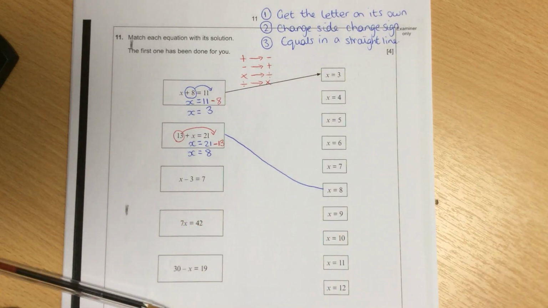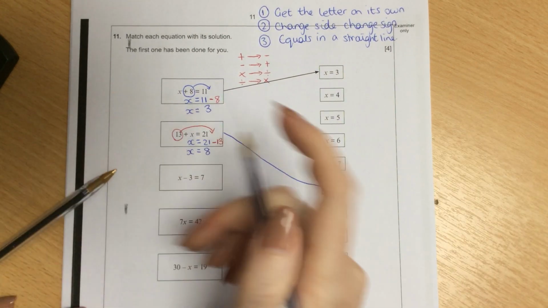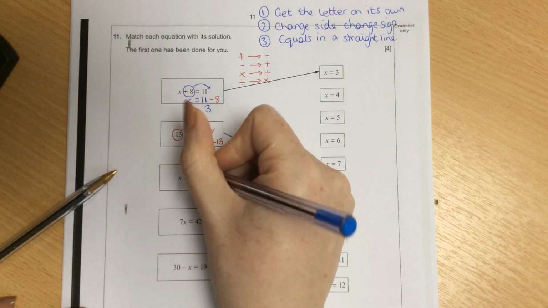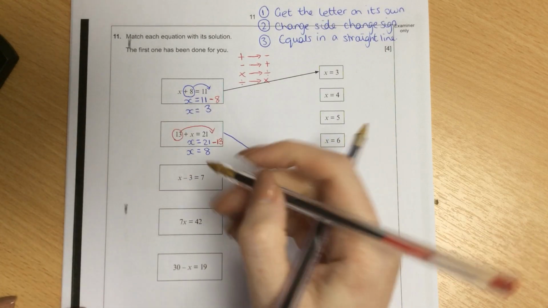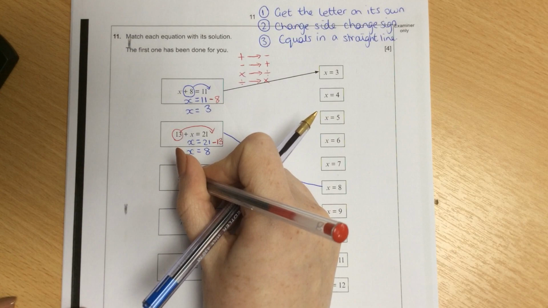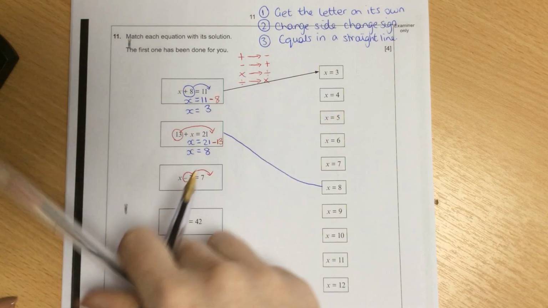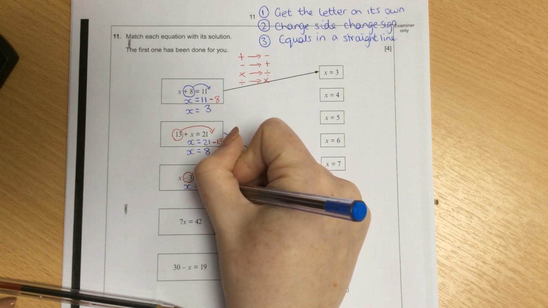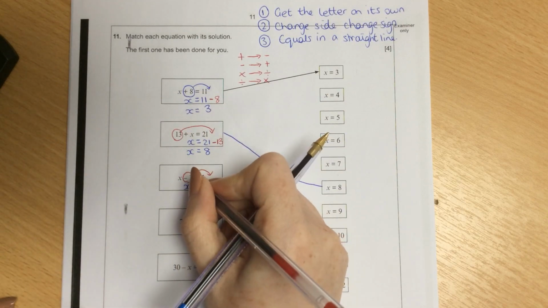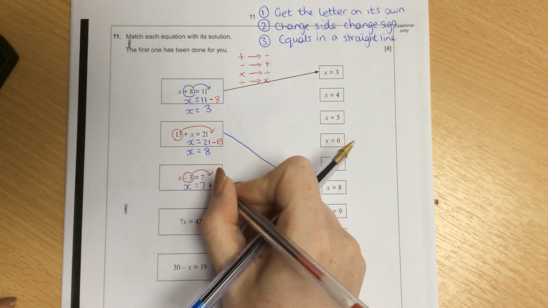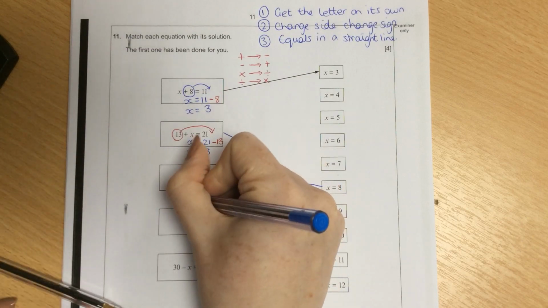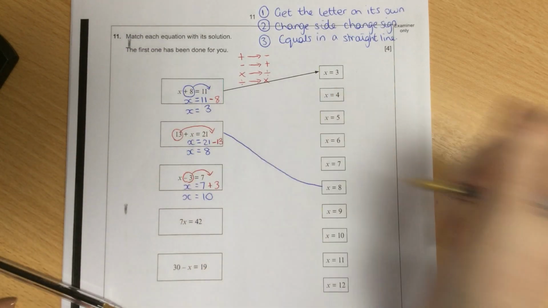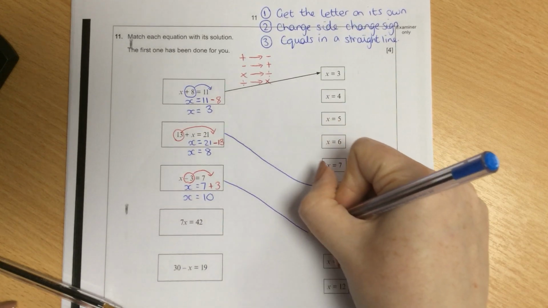You have plenty of space underneath to do your workings out, by the way. x minus 3 equals 7. So the minus 3 is in the way, so I'm going to end up taking that to the other side. So underneath I've got x equals 7 was there first, don't be rude, and now we change side, change sign. Minus 3 becomes a plus 3. So in this question x equals 10, and that is one of my options here.